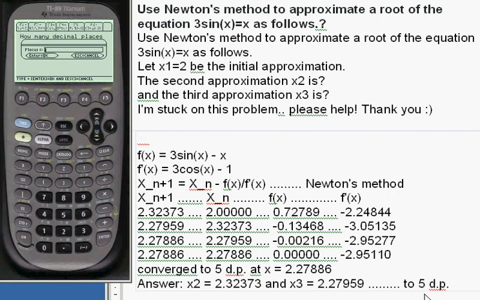And they want 5 decimal places, so we're going to put alpha 5. Looks good. So we got x1 equals 2. This was off of a Yahoo problem that I got on the internet, and I wanted to show you how the guy who answers it does it this way.